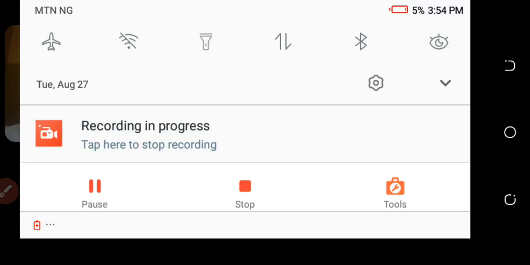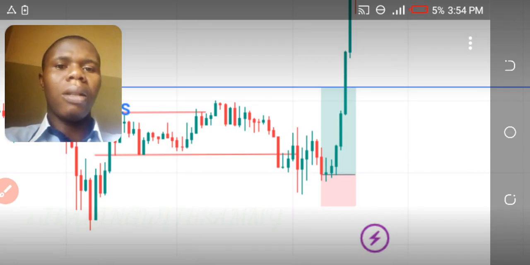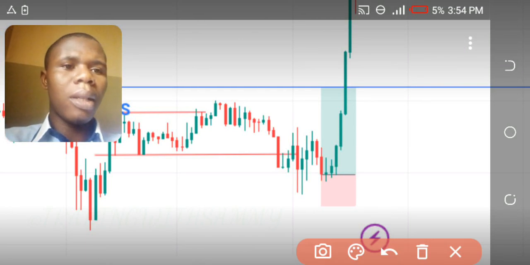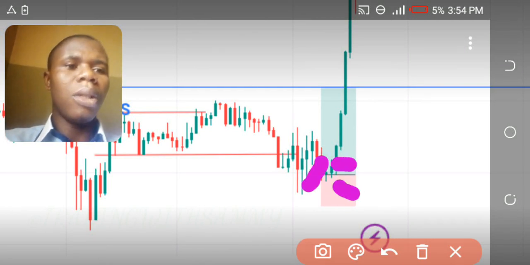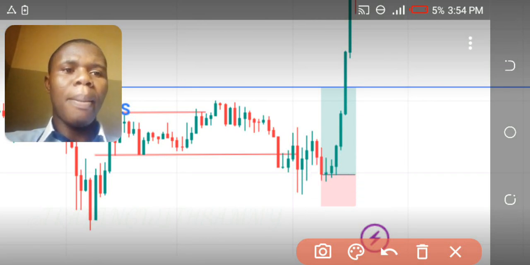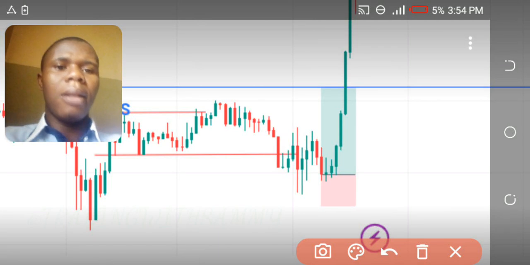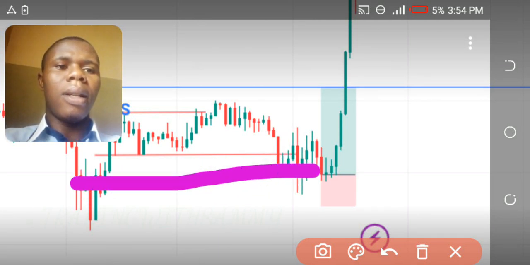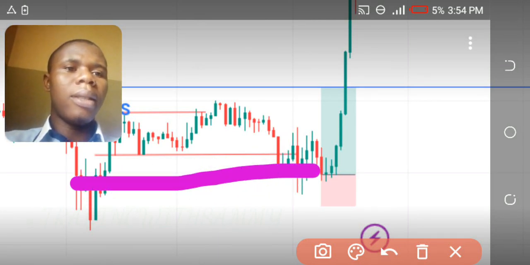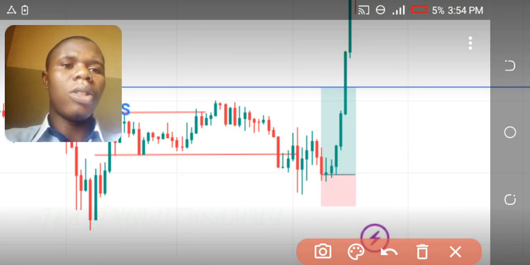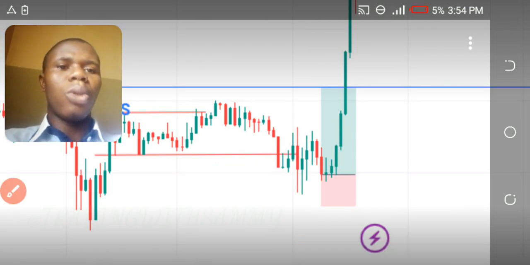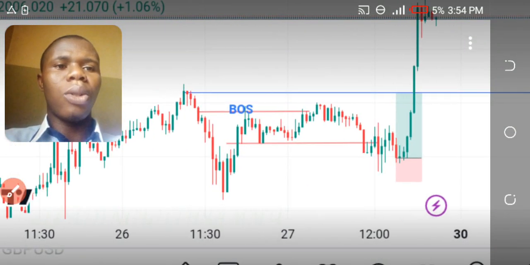Okay, if you look closely, you will see something here: a bearish candle, indecision, and then a bullish candle. Let me take this out. So that was my entry here, and price went up to the upside. So why did I trade this? Because of what I saw.